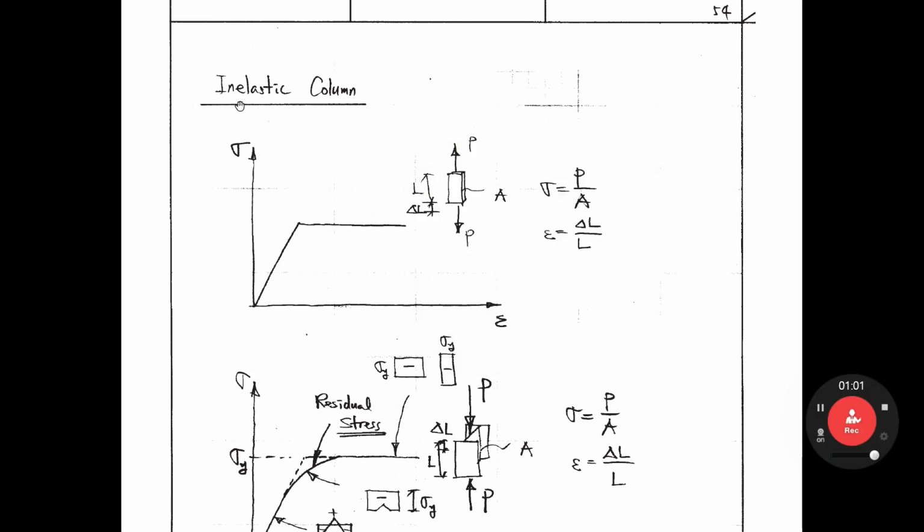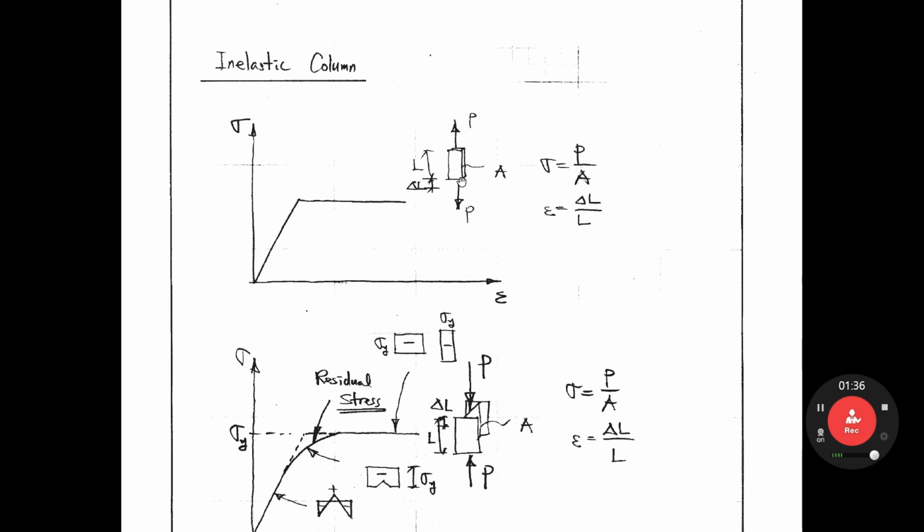As you see, this is the stress-strain relationship. When we do a steel coupon tensile test, stress sigma equals P over A, the area, and strain epsilon equals delta L over the original length L. That is the stress-strain relationship of the steel, right? It is just the steel coupon.